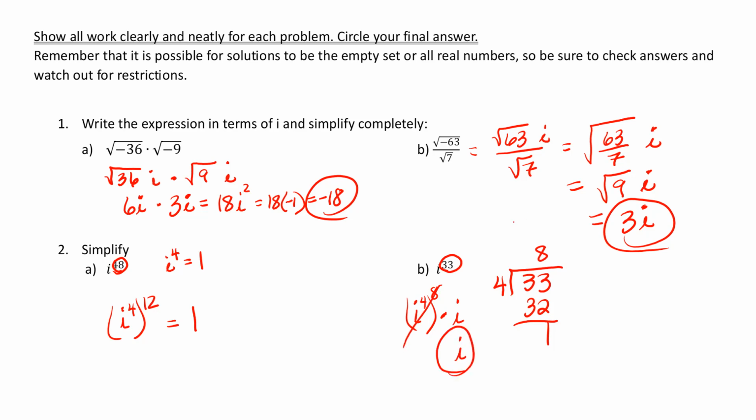So all you have to do when you have this kind of problem is divide the exponent by 4, and however many are left over, if there's a remainder, then that will be i raised to whatever that remainder is. And you know that i to the 1st is i, i squared is -1, i cubed is -i, and i to the 4th is 1. So whatever the remainder is, that's the power on i, and that is how you would find your answer.